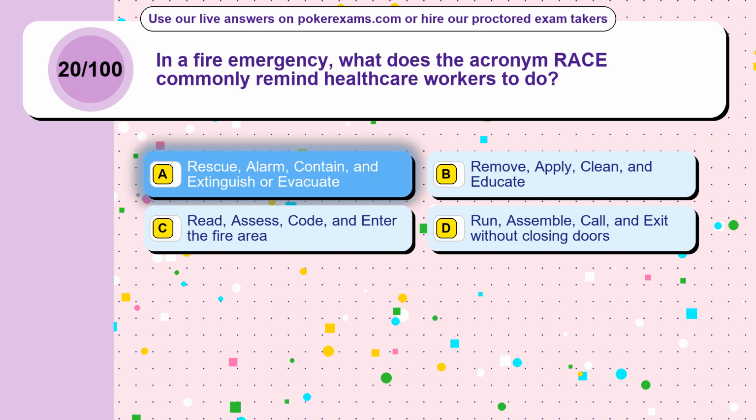The correct answer is option A. Rescue, alarm, contain, and extinguish or evacuate.